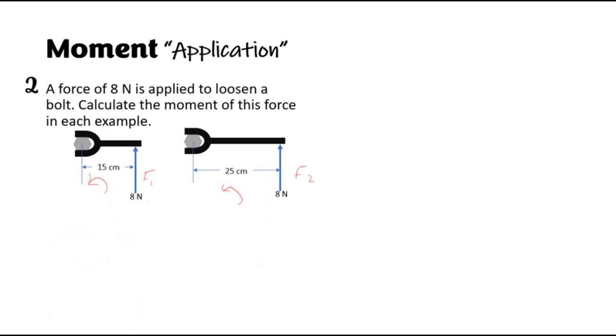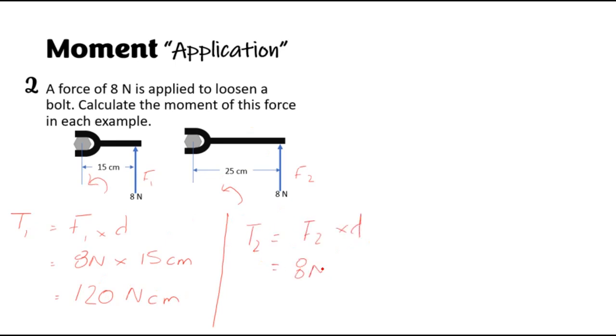We were not asked to put it in SI units. So being that Newton centimeter is an alternate unit, then we can leave it as is. So we're going to say moment 1 is equal to F1 times the distance. And there we have our answers.